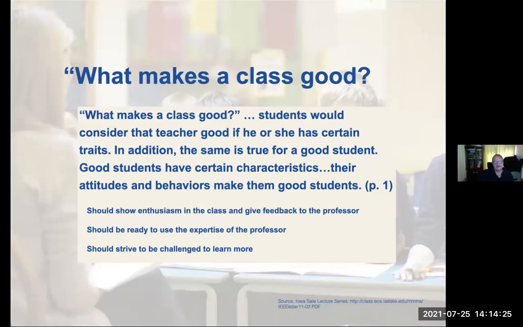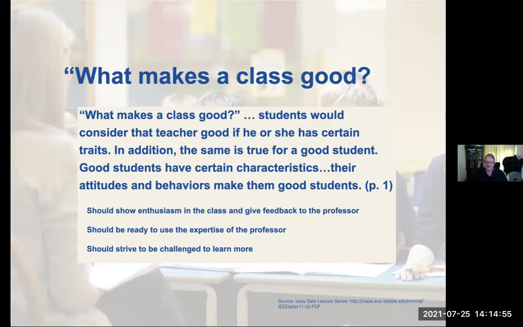So it's teacher traits and student traits. The student traits being should show enthusiasm and give feedback to the professor. Should be ready to use the expertise of the professor. Should strive to be challenging to learn more. And I looked at least 20 sites with this kind of information, and even some of the classics like Jeremy Harmer. Jeremy Harmer pretty much said the same thing, but he said one more thing, which is dress well to show your students that you appreciate them.